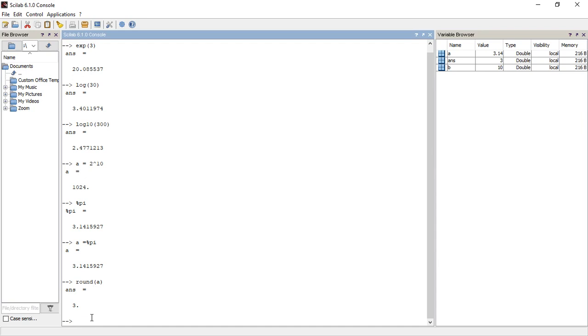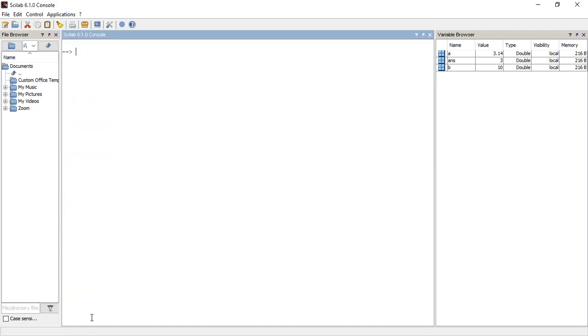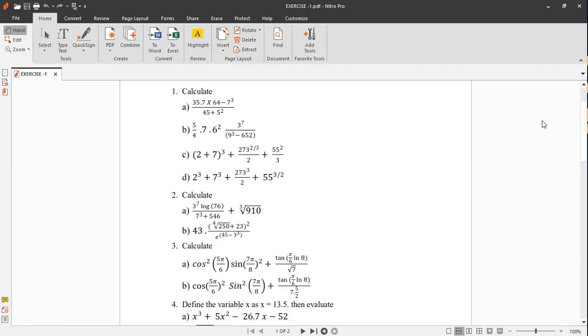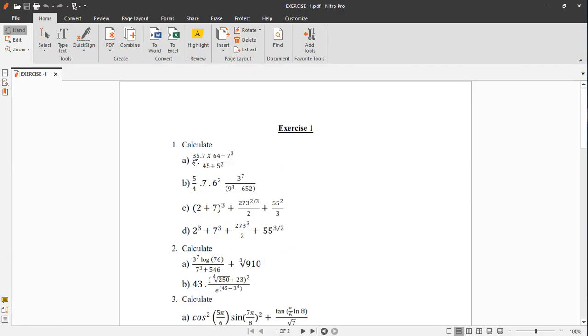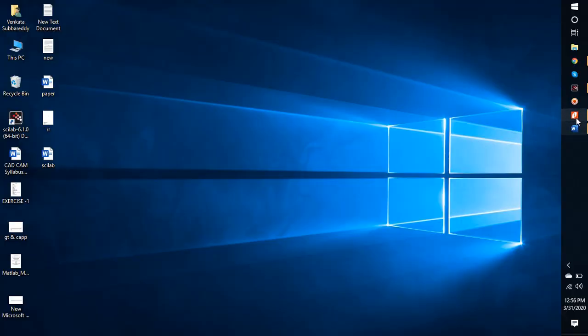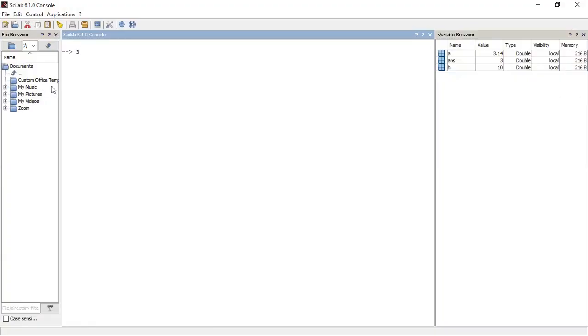For example purpose, I'm going to use one example here. Now see the example. Just consider 35.7 is going to be multiplied by 64 minus 7 power 3, divided by 45 plus 5 square. Simply for this one I'm going to write the command here. 35.7 is going to be multiplied by 64, I'm going to keep it in brackets here.